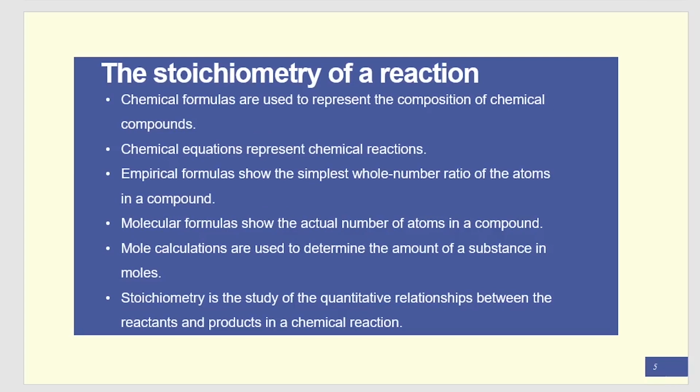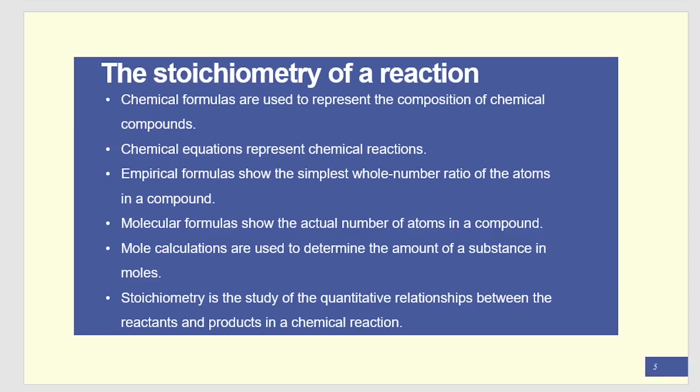In this course, you will learn how to write chemical formulas and equations and how to balance them. You're also going to learn about the empirical and molecular formulas and how to deduce the stoichiometry of a reaction. You will learn that chemical formulas are used to represent the composition of chemical compounds, and they are written using symbols of the elements involved, and they indicate the number of atoms of each element in the compound.